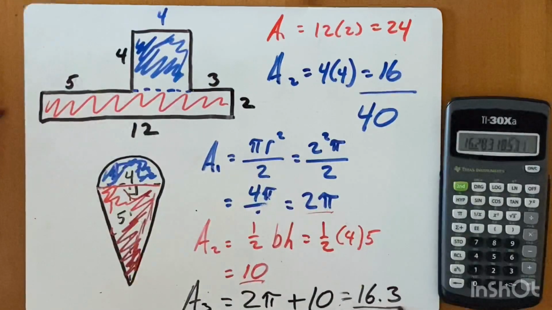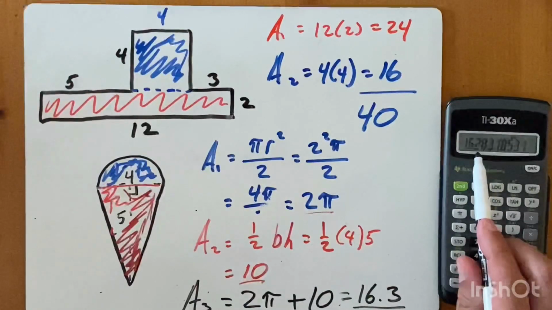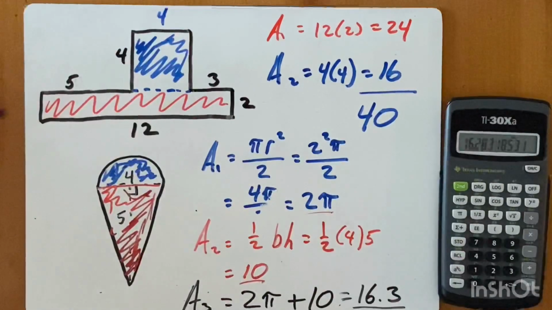Make sure you're rounding to one decimal place. It's 16.28, so the number after the tenths place is 5 or more, so we round up, so it should be 16.3.